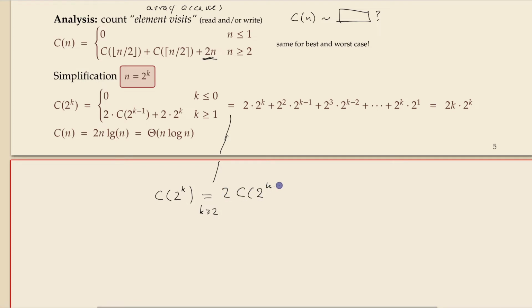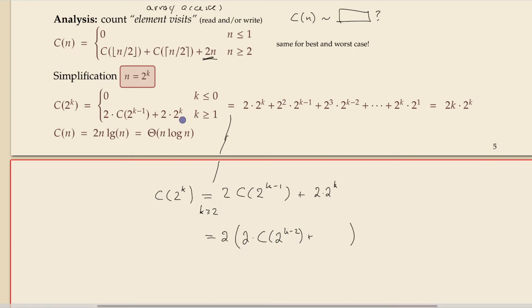What's after the first equality sign? If we insert this one more time, for this one, we get 2 times, and then what we had here, so another 2 times c of 2 to the k minus 2 now, plus this term where we insert k minus 1. And don't forget to carry on this one. Okay, is it clear how I got to this step? I'm inserting the recursive definition.